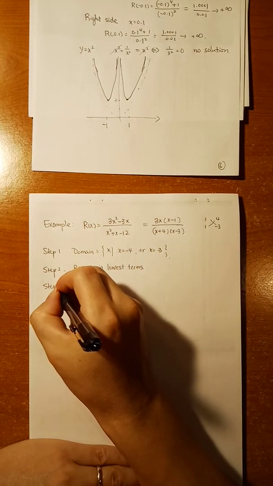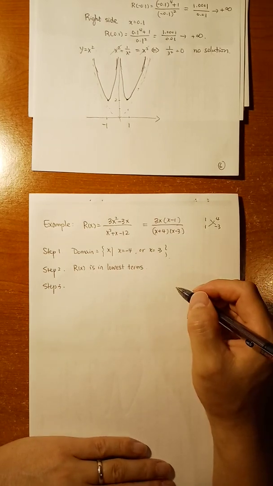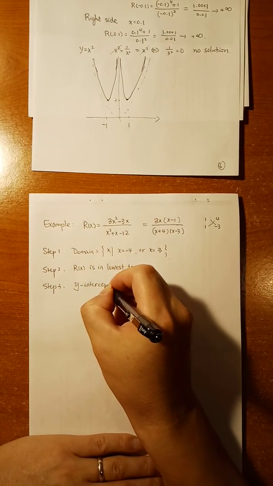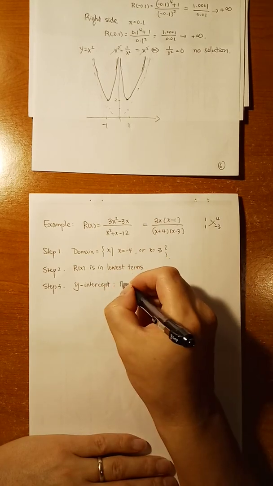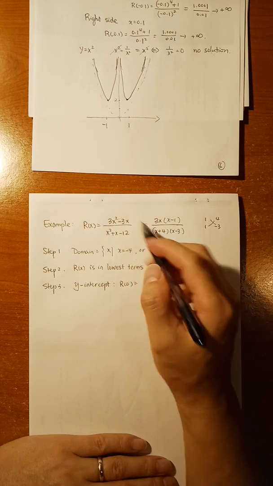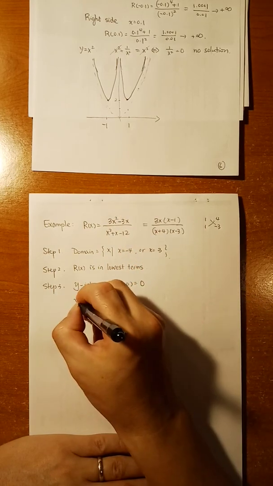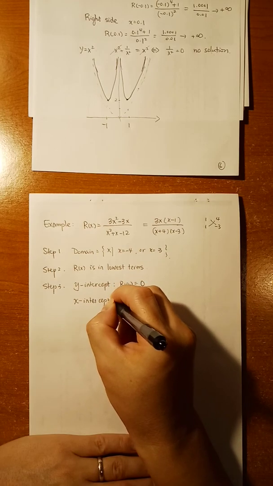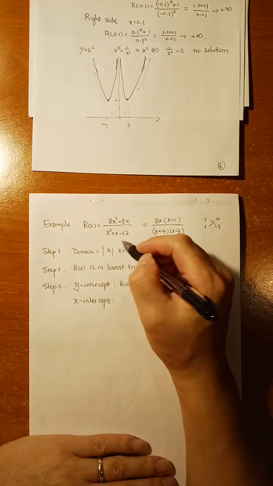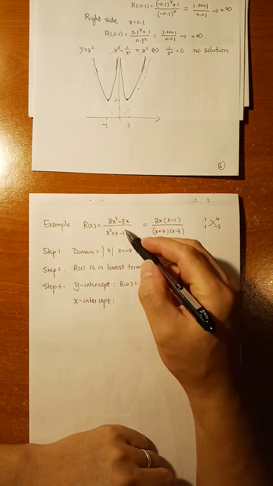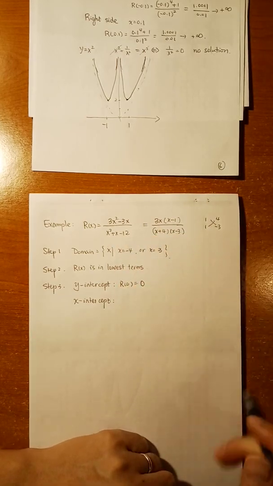Step 3, y-intercept and x-intercept. For the y-intercept, r of 0: x is 0, the numerator is 0, so the value is 0. When the numerator is 0, it doesn't matter what the denominator is; 0 over whatever number is 0. Because 0 is in the domain, the denominator is definitely non-zero.